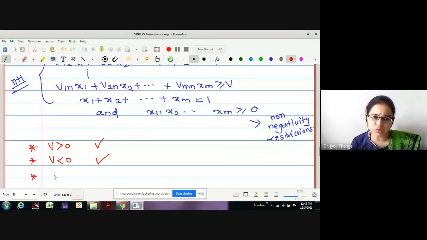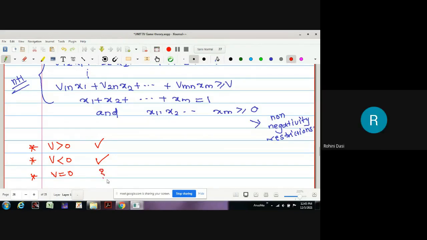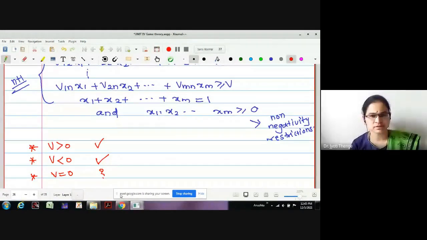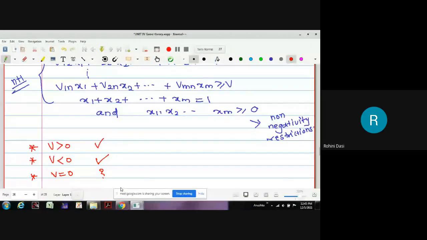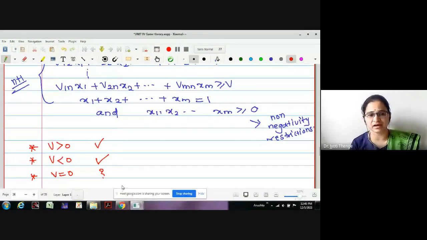What about v equal to 0? Then the right hand side gives infinity. We cannot divide, right? Division by 0 is not allowed.